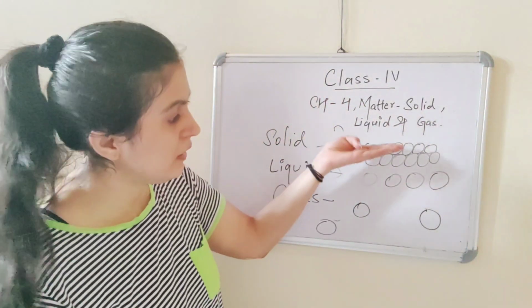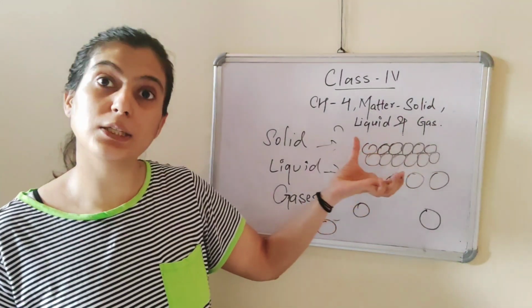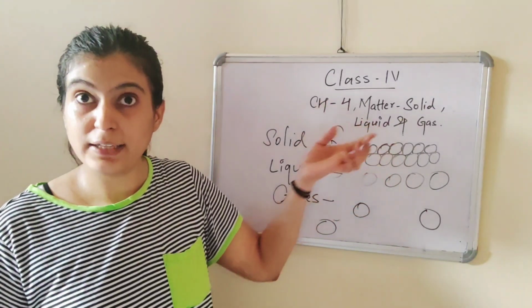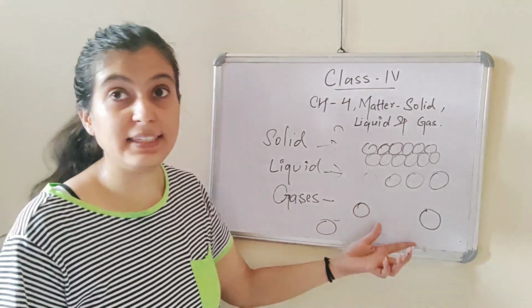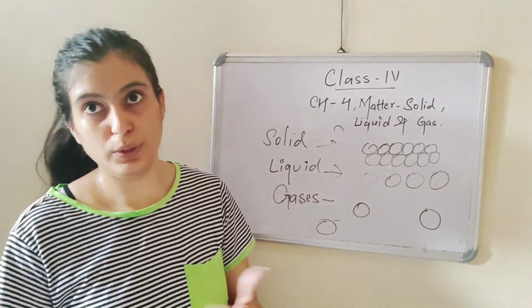So, if we compare these three, what we will see: the molecular arrangement of solids is very tightly packed. Liquids are more loosely packed than solids, but more tightly packed than gases. And gases are much more loosely packed than solids and liquids.